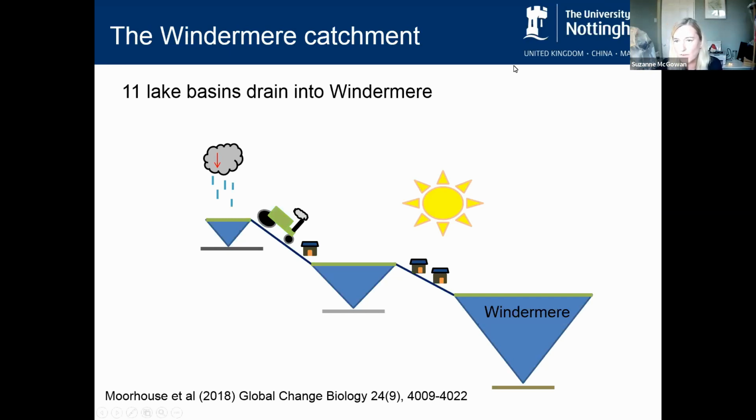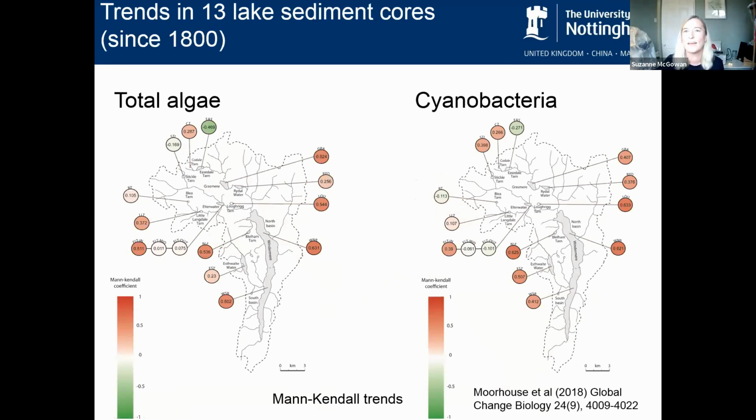So she took cores from all of these lakes, and these are the headlines from that. There's a heat map here. More red means a bigger increase in total algae, or you've got the cyanobacteria here, the blue-green algal pigments. Virtually all of these lakes showed a net increase throughout the Windermere catchment, in both cyanobacteria and total algae, with the exception of some of these upland sites. And there's a reason for that, in that they're much more influenced by atmospheric deposition and climate, essentially.